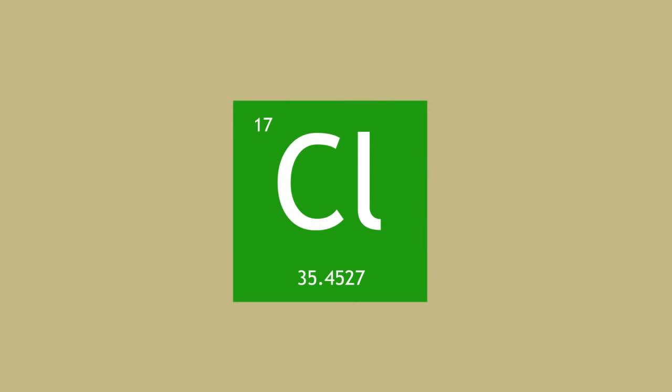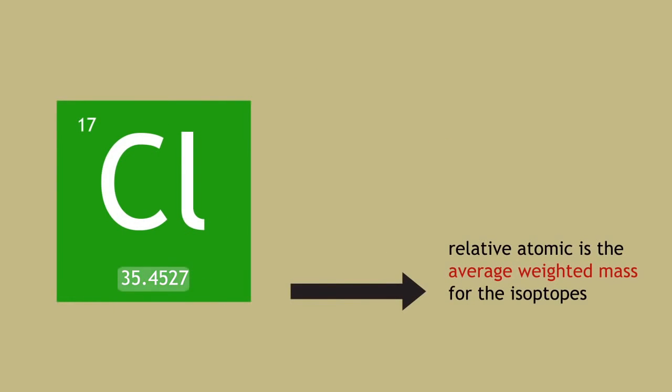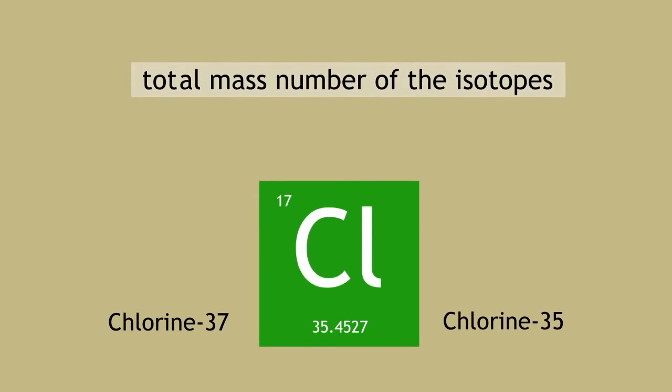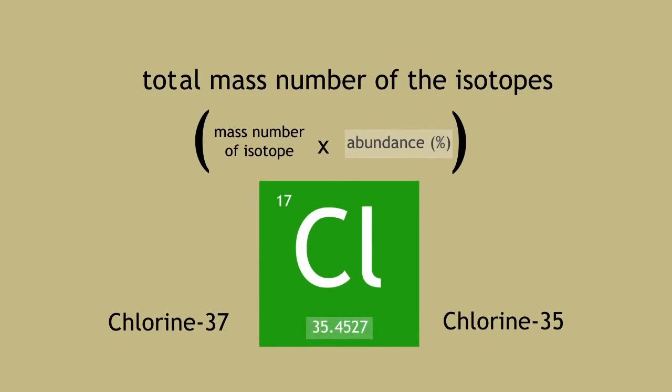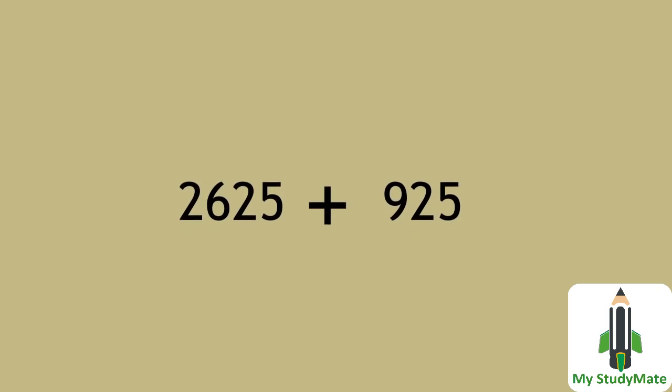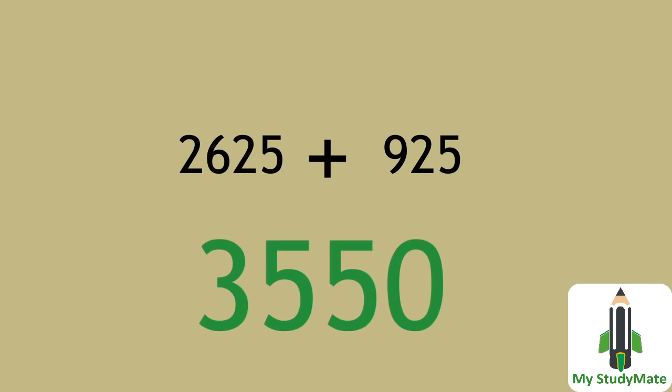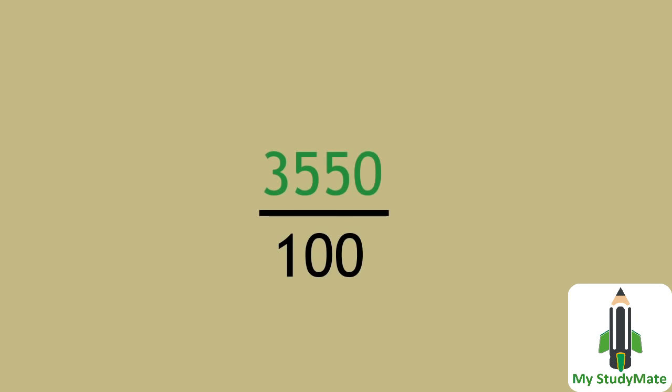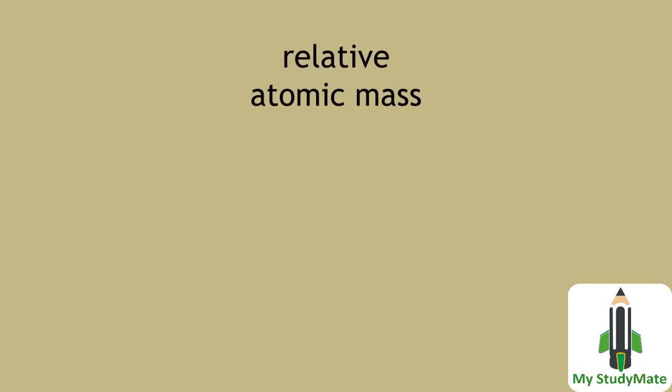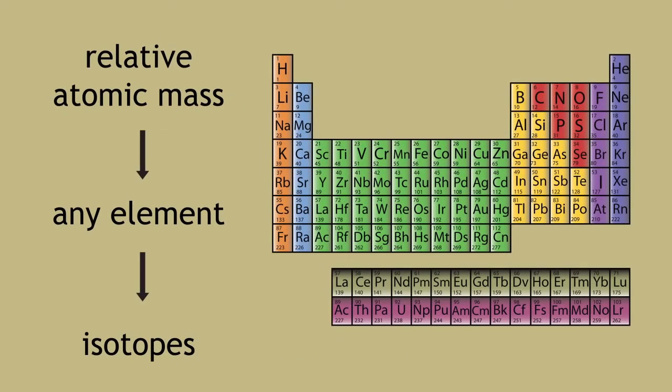In summary, the relative atomic mass is the weighted average for the isotopes of a particular element. To calculate this, you need to multiply the relative abundance by the mass number of the isotope. Add these products together for each isotope and then divide the total by 100. And that's how you calculate the relative atomic mass of any element from its isotopes in the periodic table.